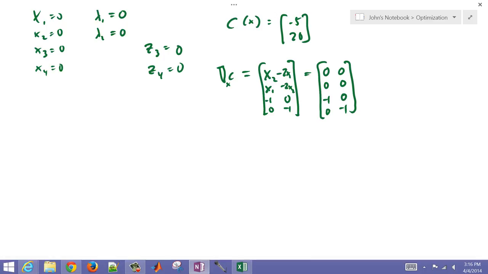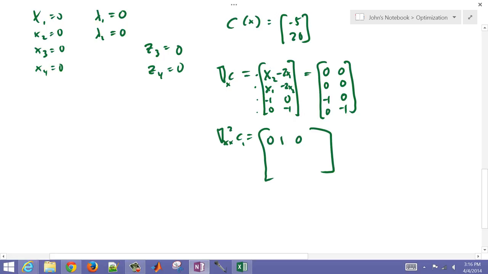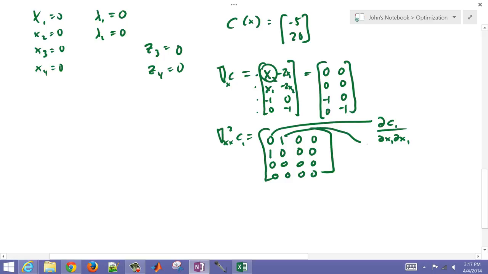So I'm going to do the first one. This is our first equation. I'm going to go down this list and do each of these with respect to each other variable. So this with respect to x1 is 0, and I have 1, and then 0, 0. And this one with respect to x1 is 1, 0, 0, 0. And this one is zeros all the rest of the way. I just took this one right here and took the derivative. This element is dc1 dx1 dx1, and this one, for example, is dc1 dx1 dx2. I just did that for all of my values.